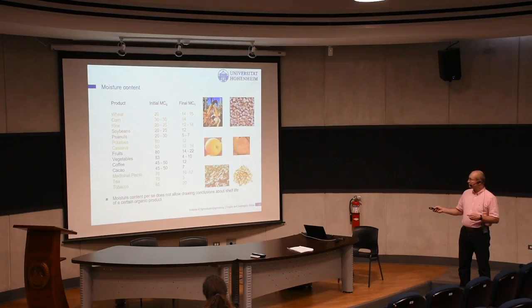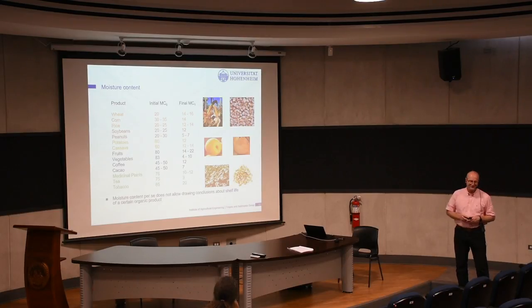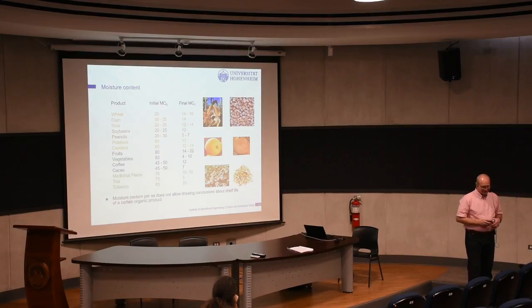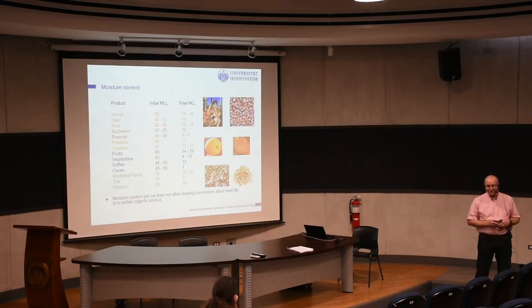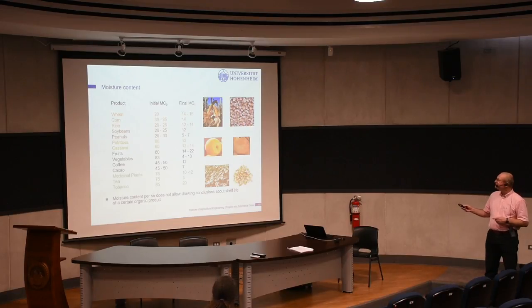Fruits, also very wet here, but you see, the recommended final moisture content can be higher, above 20. Vegetables 4 to 10, can be even lower here. Coffee 12, medicinal plants around 10, tea 3, and tobacco 20. So you see a huge variety of recommended final moisture contents. There is a little bit of a rule. If you watch these figures here, they are quite similar to those here.